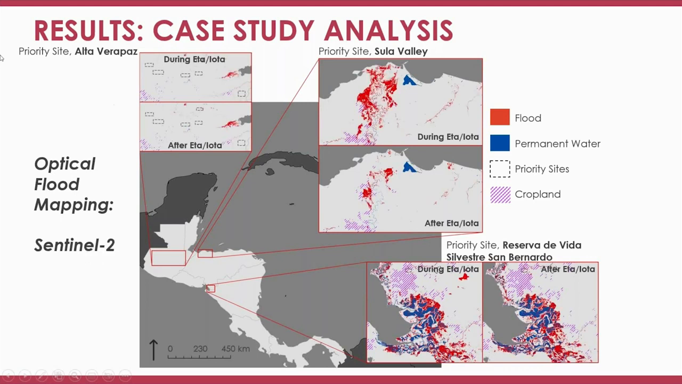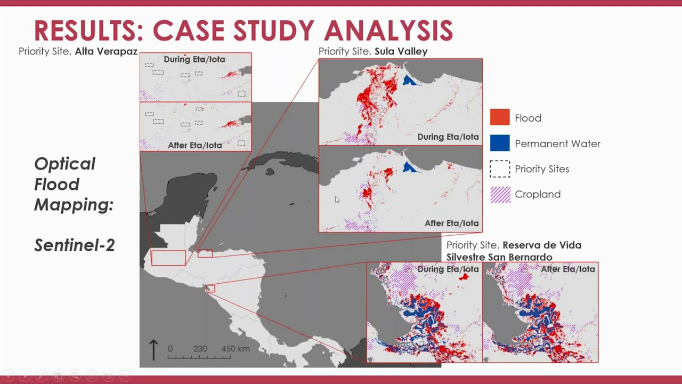So again, we also looked at Sentinel-2 based optical flood maps. And here with the satellite and sensor, just for this part of the case study analysis, we see flood impact in all of our during and after Eta and Iota inset maps for each of these 3 priority sites.